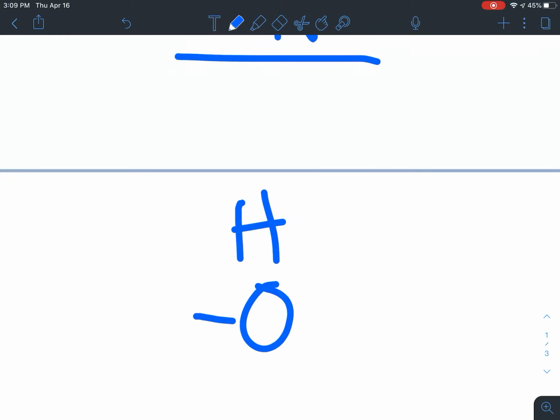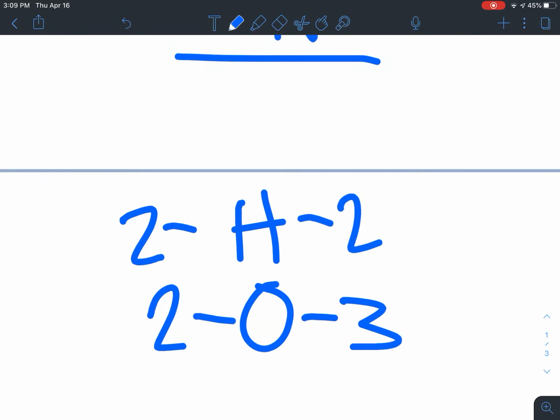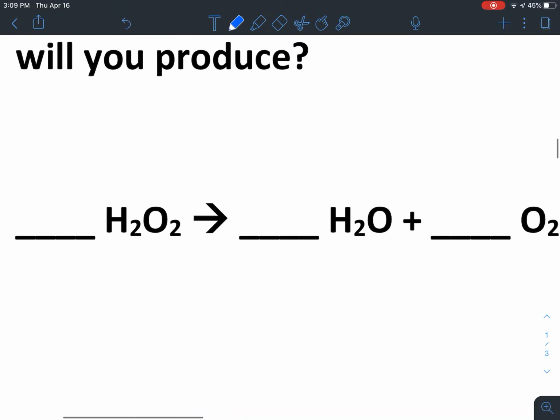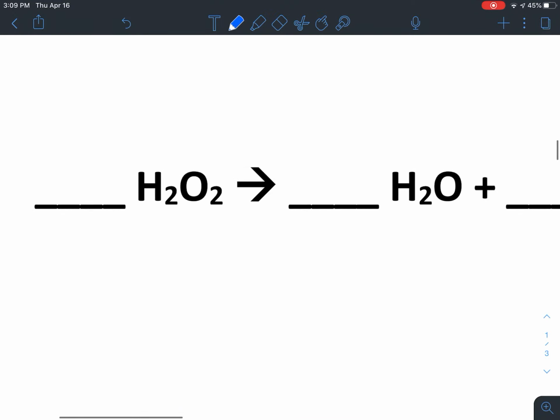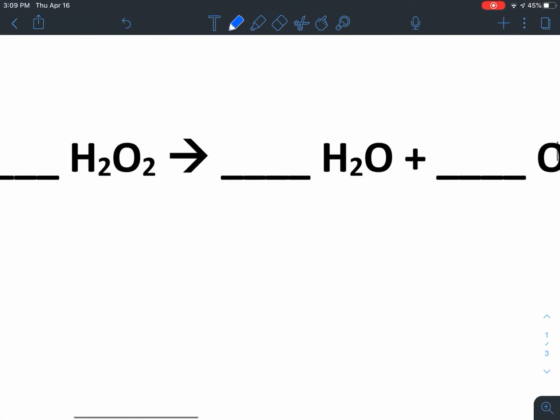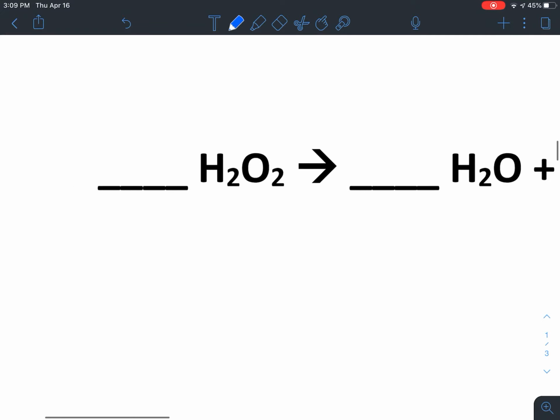So first, we are going to do H and O. There are 2 H's and 2 O's on the left side. And on the right side, there are 2 hydrogen and 3 oxygen. So up here, we have to balance these equations out. So if we put 2 right here, it will make it 4 and 4.